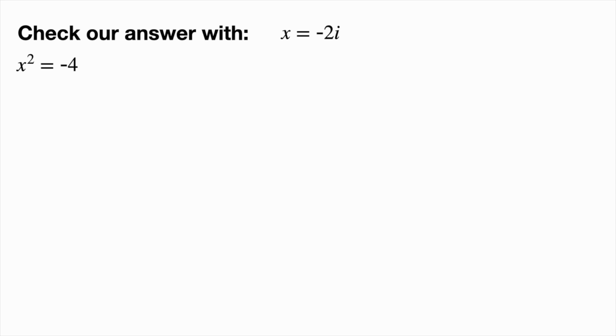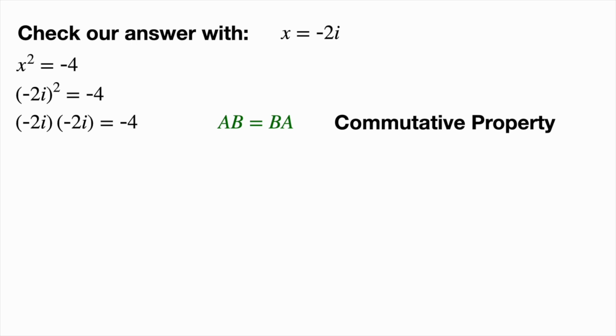Now let's check our answer with x equals negative 2i for the equation x squared equals negative 4. We'll begin to substitute negative 2i into the variable x. Next, we will have negative 2i squared equals negative 4, which can be represented as negative 2i times negative 2i equals negative 4. Using the commutative property of multiplication where ab equals ba, we can arrange the numbers as above. This will give us negative 2 times negative 2 times i times i.